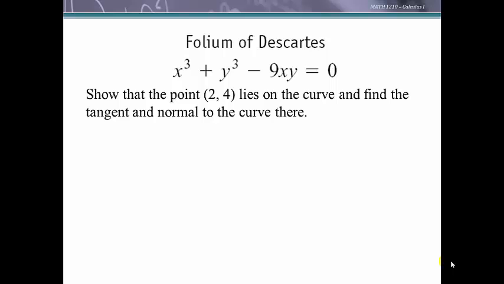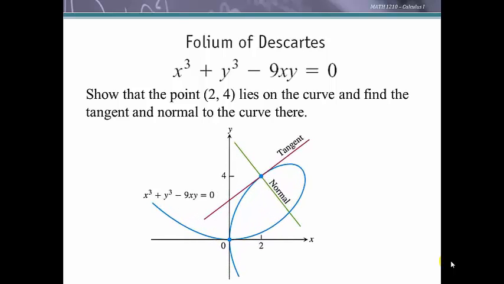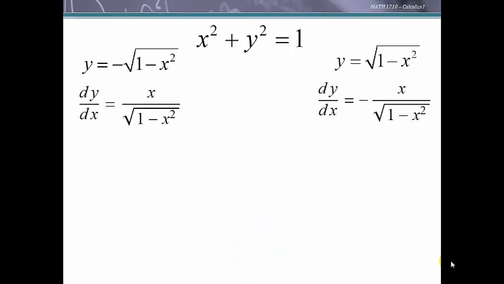So they call this the folium of Descartes, and we could show that the point (2, 4) lies on this curve, but being able to find the tangent and the normal to the curve there was something that Descartes was not able to do, and Fermat showed him how to do that. Now, before we actually apply it to this particular curve, we're going to revisit our unit circle and figure out how to do it there, and then we will come back to this.